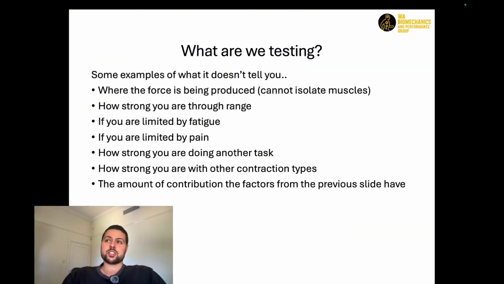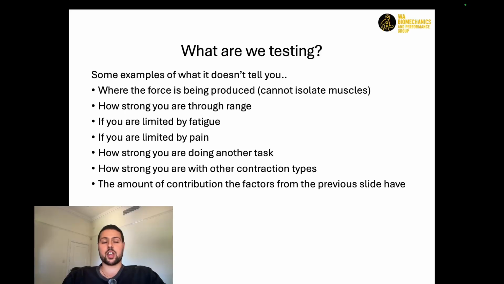So I'll tell you what it doesn't tell us. I'm going to keep ramming the message home. It's not showing us where the force is being produced. If we use the knee extensors again as a knee extensor mechanism, isometric, we don't know where it's coming from. Is it vastus medialis, lateralis, rectus femoris? We don't know which muscle the force is coming from. We don't know how strong the muscle is, or how much force can be produced throughout the range. We're only looking at that specific range that you set up in the dynamometry. We don't know if the person is limited by fatigue. We don't know if the person might be limited by pain. They might not tell us.